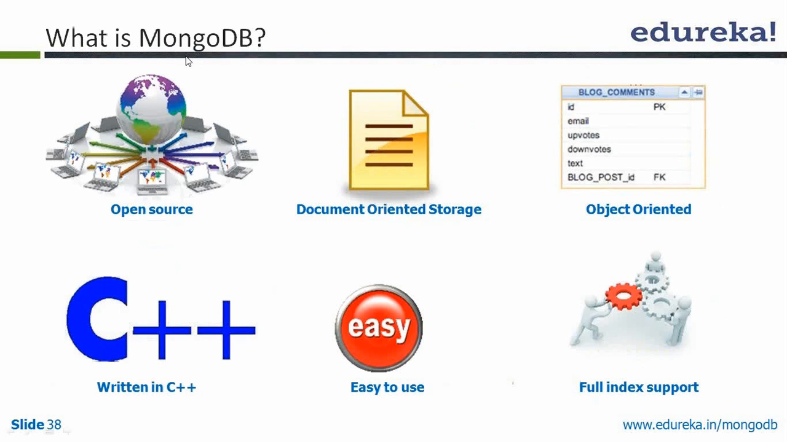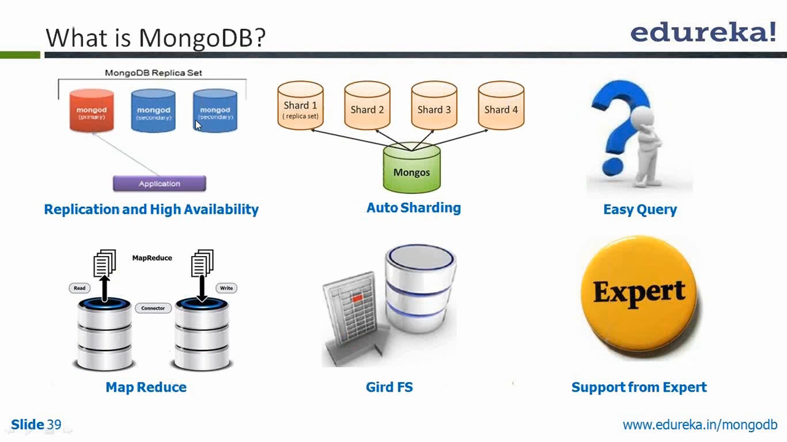So at a high level, what is MongoDB? It's open source, document-oriented storage, object-oriented, written in C++. This is a good point, guys. Written in C++. This is very easy to use. Full index support. So this has very beautiful index support relative to any other NoSQL databases. We will see this. Then it provides replication and high availability. Auto sharding, we will understand what that is. Sharding is nothing but partitioning. We will try to understand that.